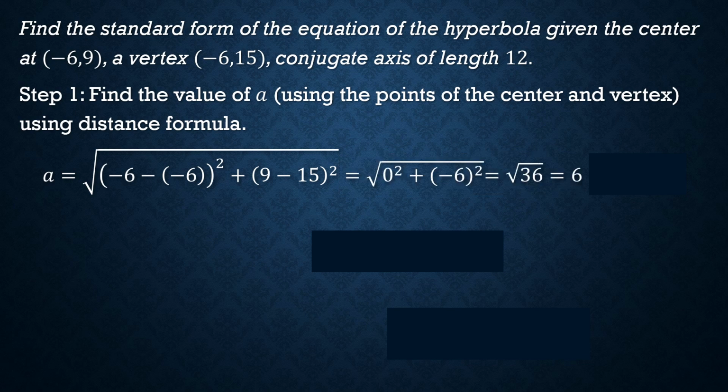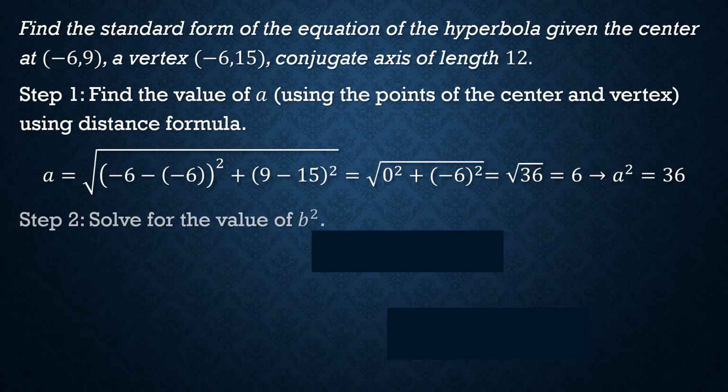Okay, simplify pa natin. So, we have the square root of 0 squared plus negative 6 squared. So, 0 squared plus negative 6 squared is equal to 36. And square root of 36 is 6. So, masabi natin na A squared is equal to 36. Step number 2. Solve for the value of B squared.